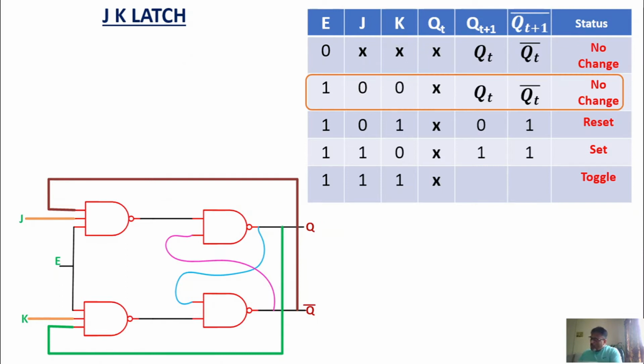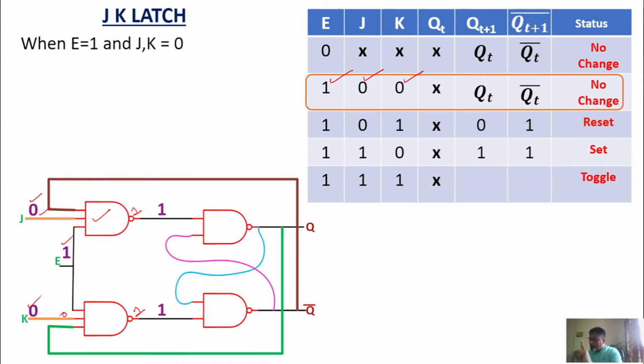E is equal to 1 and J is equal to 0, K is equal to 0. Let us see what happens when E is equal to 1, J is equal to K is equal to 0. So, both are 0 here and E is equal to 1. And you all know, see this and this NAND gate, the moment any one of the inputs is 0, output will be 1, right? Similarly here one of the inputs is 0, output will be 1. So output will be 1 here.